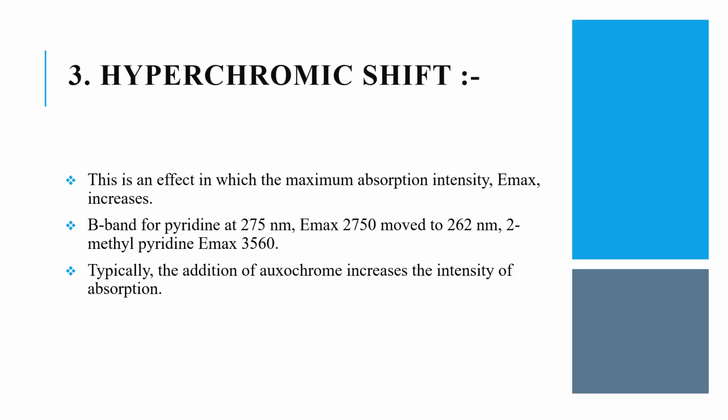The third important term is hyperchromic shift. This means there is an increase in the absorption intensity, or Emax, epsilon max, is increasing. For example, in the case of pyridine, you can observe the peak around 275 nanometers with Emax of 2750. That shifts to 262 nanometers and Emax around 3560 when pyridine is replaced by methyl pyridine. So in going from pyridine to methyl pyridine, there is a CH3 group present. The addition of this kind of auxochrome increases the intensity of absorption.